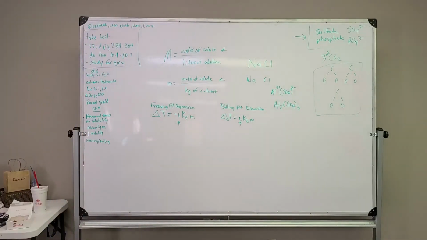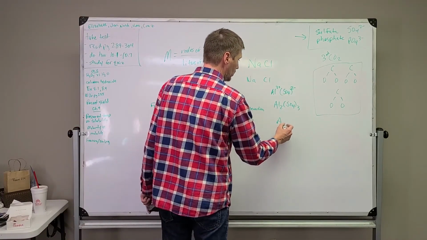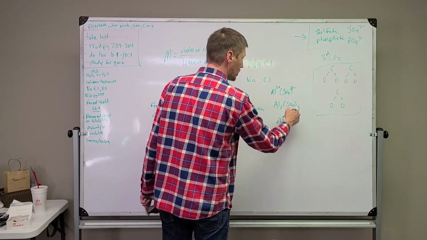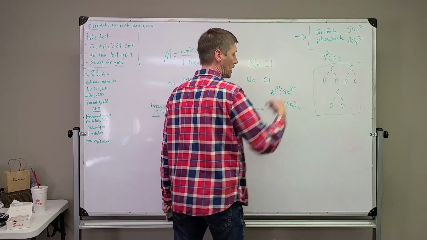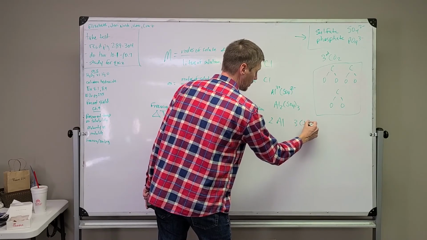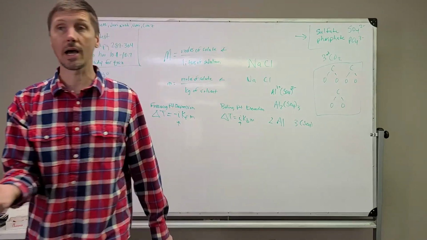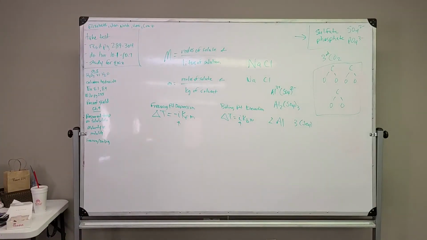What would i be for that? It splits apart into 2 Al ions. But the SO4 is all grouped together. That is a single polyatomic ion. So there's 2 of these, and there's 3 SO4s. Your total would be 2 plus 3, or 5. So i would be 5 for that. Good question.